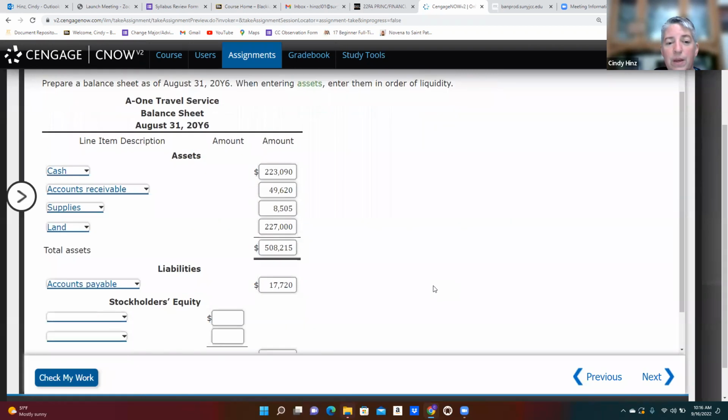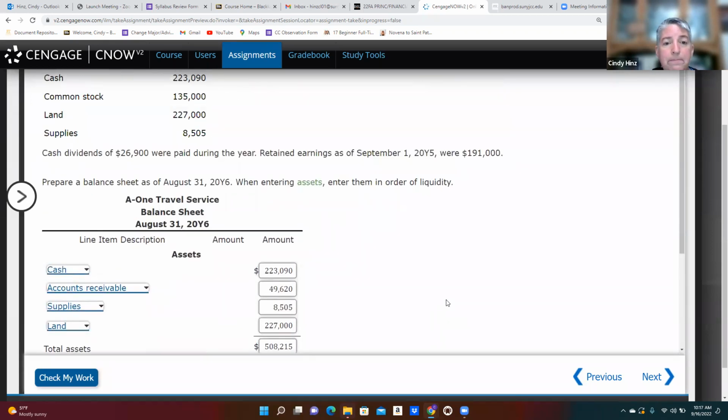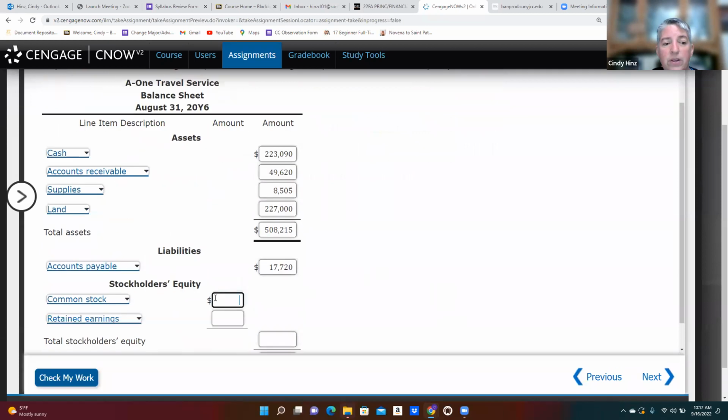Of course, for a real company, they would always have more than one liability. And so you'd have them listed and then a total for the liabilities. We know until chapter 12, our stockholders' equity section is always going to include these two accounts, common stock and retained earnings. And the common stock account has a balance of $135,000.